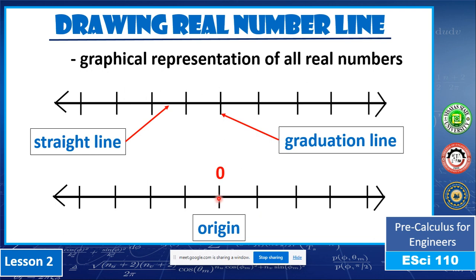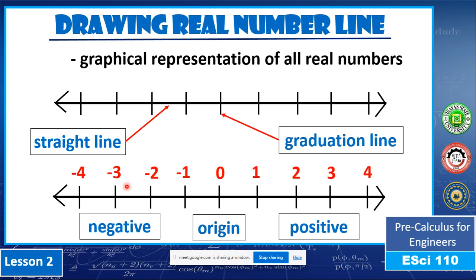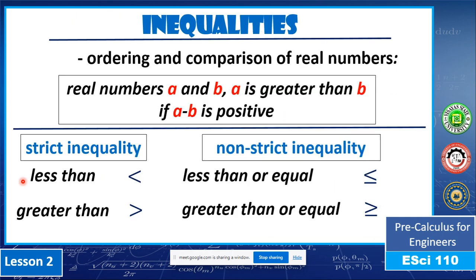So for this, you can now have the labels. For the center part, you label this as 0 or the origin. So parang ito yung basis natin, yung 0, wala siyang value. And then on the right side of the origin, we have the positive numbers from 1, 2, 3, 4 hanggang positive infinity. And on the left side, we have the negative numbers from negative 1, negative 2, negative 3, negative 4 hanggang negative infinity. So ganito lang tayo mag-draw ng real number line class.